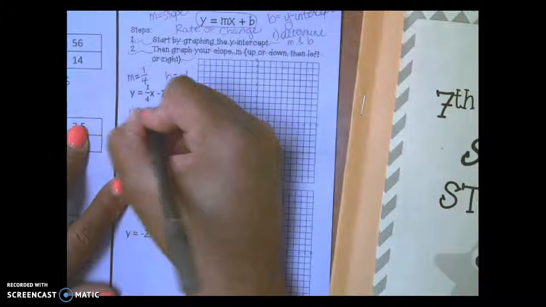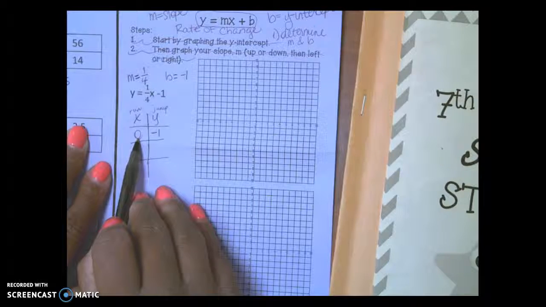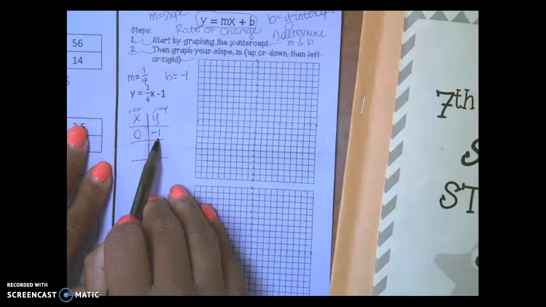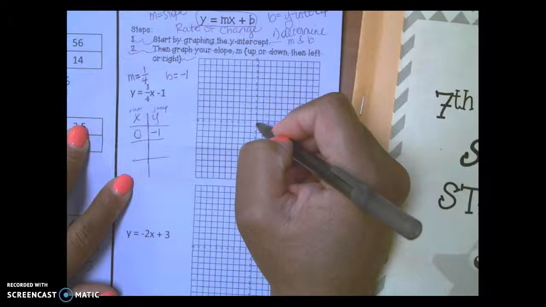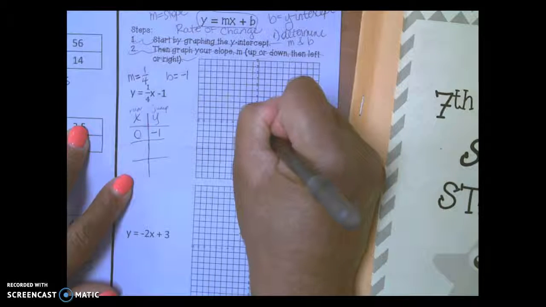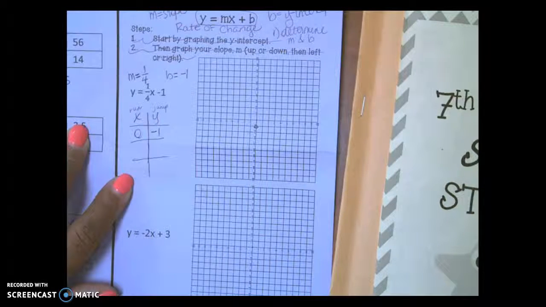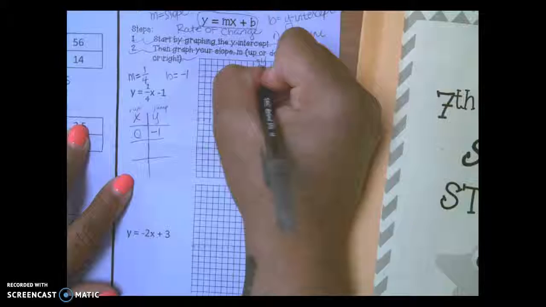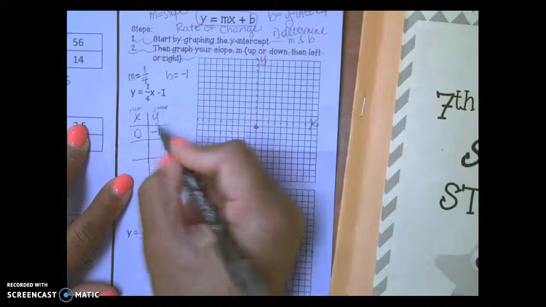Because this is 0, when I'm plotting points, I run first, then jump. Am I running? No, but I'm jumping down 1. So don't run to the left, don't run to the right. Just go down 1 and plot your point. This is Y. This is X. Now, how do I figure out my other point?